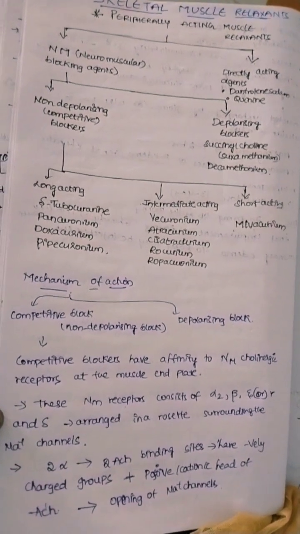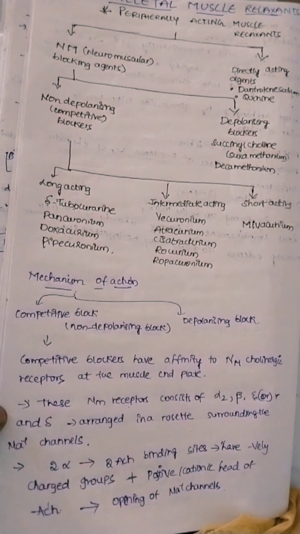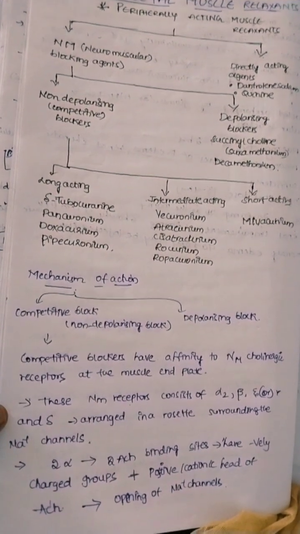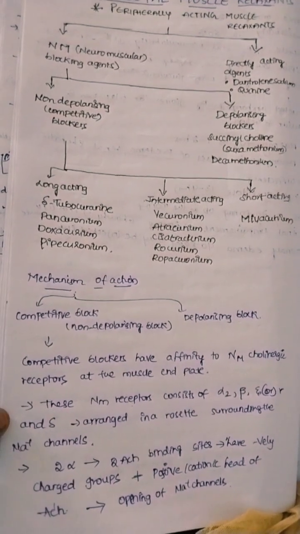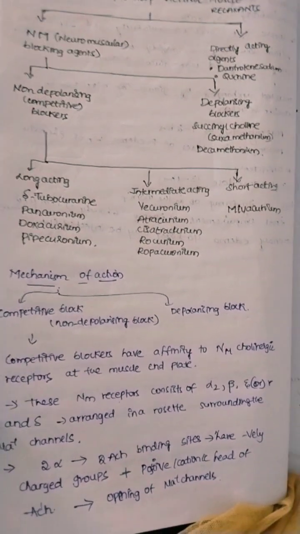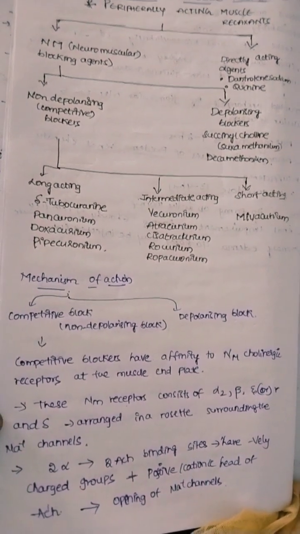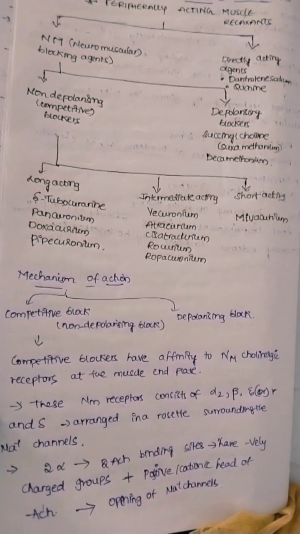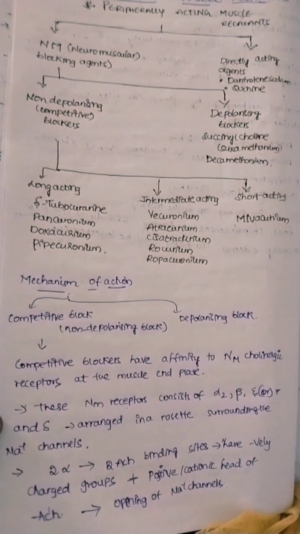Competitive blockers have affinity to the NM cholinergic receptors at the muscle end plate. We know cholinergic receptors are two types, NM and NN. NN is present in the ganglion, NM is present in the muscle end plate. These NM receptors consist of 5 subunits: 2 alpha, beta, epsilon or gamma, and delta. They are arranged in a rose petal manner, and in the center we see the sodium channel.